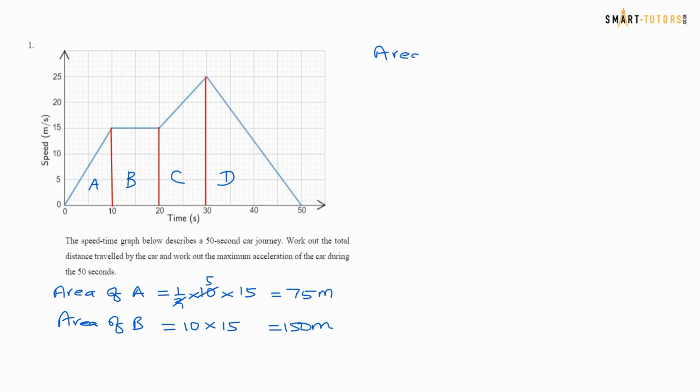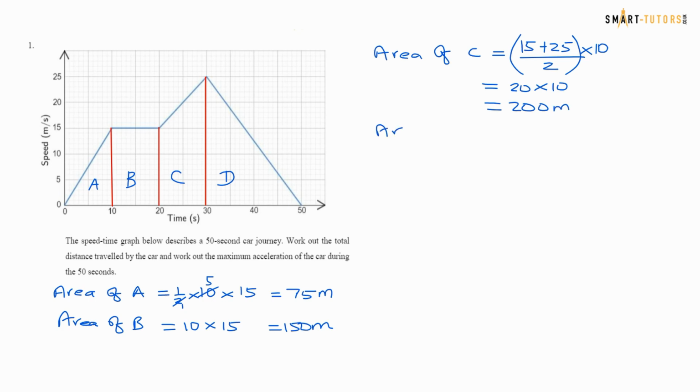Area of C, it's a trapezium. The trapezium's parallel sides are 15 and 25. So 15 plus 25 divided by 2 times the height, which is 10. So we need to work it out: 15 plus 25 is 40, divided by 2 is 20, times 10, which is 200 meters.